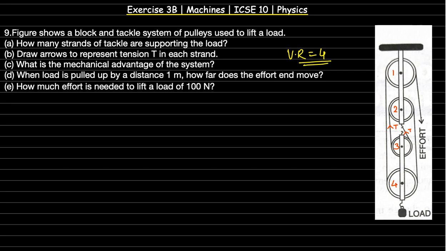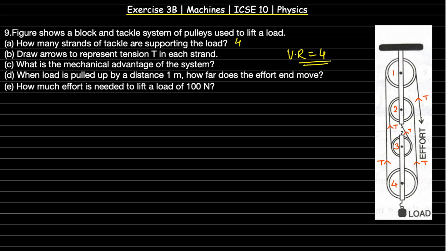Then from pulley number 2 it goes towards pulley number 4. So the third tension is going to act over here. So this is the third one. Now from pulley number 4 it goes towards pulley number 1. So the fourth tension is going to act here. And there is going to be one more tension that's going to be acting right here, but this tension will be equal to the effort. So we'll be counting only 4 out of all the 5 tensions. So how many strands of tackle are supporting the load? Our answer for this is going to be 4.